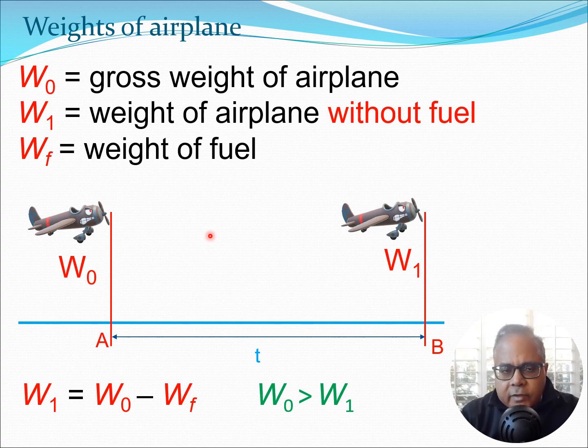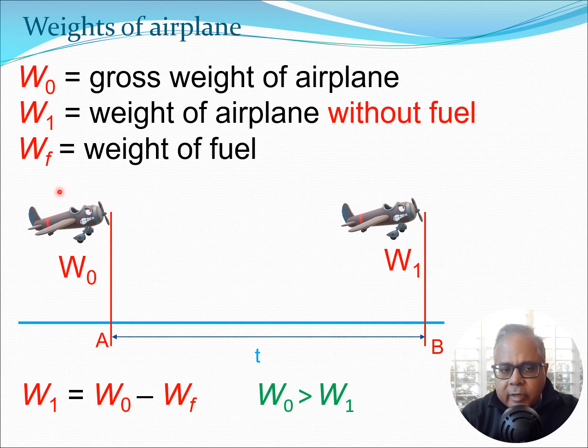Now before we discuss further, I am going to again review the basic definitions of weight and how they are changing in the aircraft from the point you take off to the point you land. So essentially at the point you take off, the weight is W0, that is the gross weight of the airplane, and at the end point it is W1, which is the weight of the airplane without fuel.